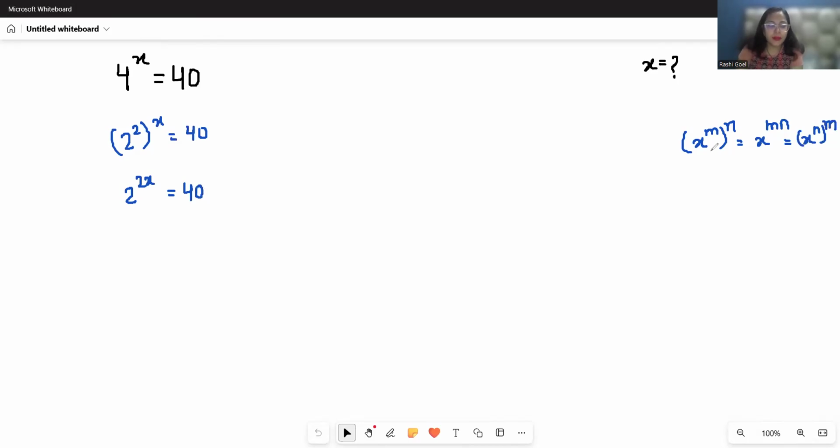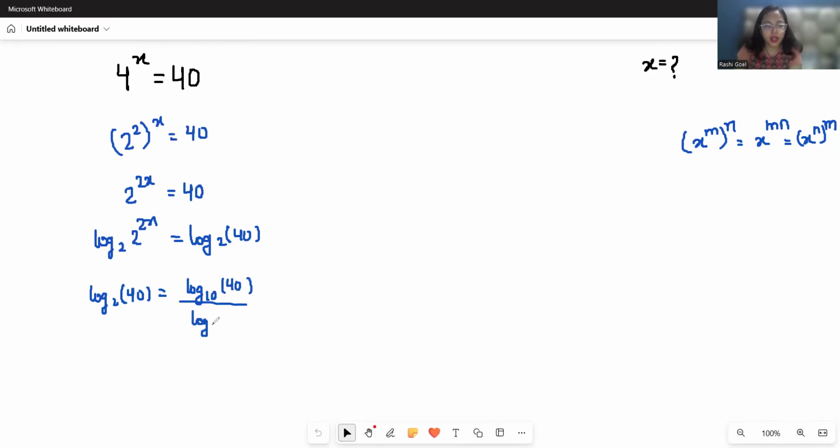Now, I am taking log with base 2 on both sides. So, log base 2 of 2 power 2x is equal to log base 2 of 40. Now, compute log base 2 of 40. I can write log base 2 of 40 as log base 10 of 40 divided by log base 10 of 2.